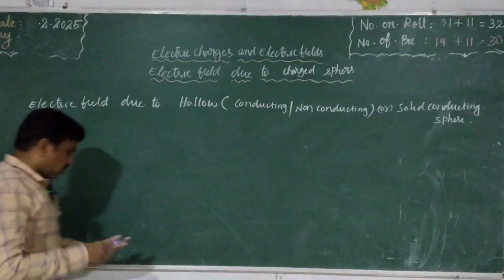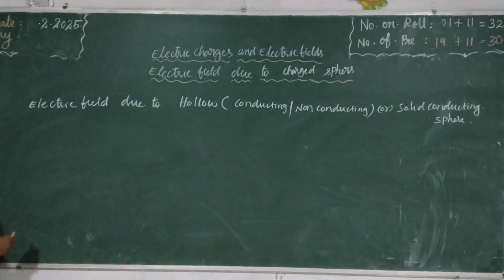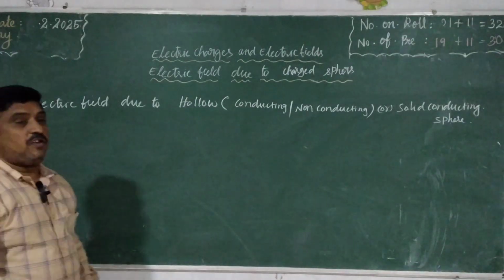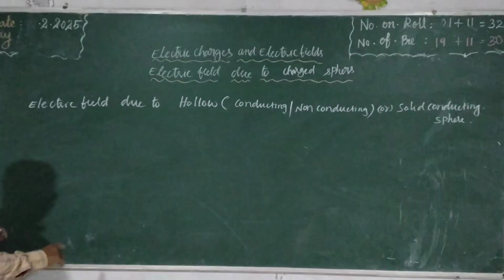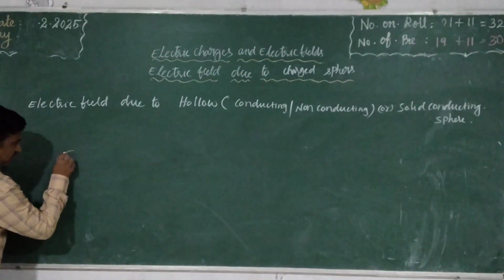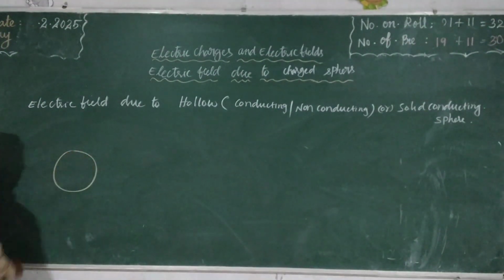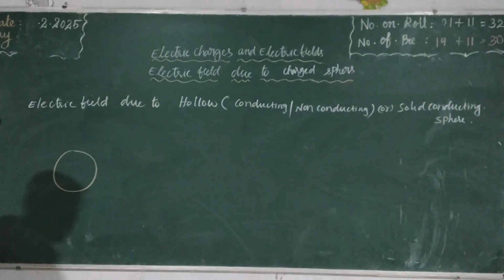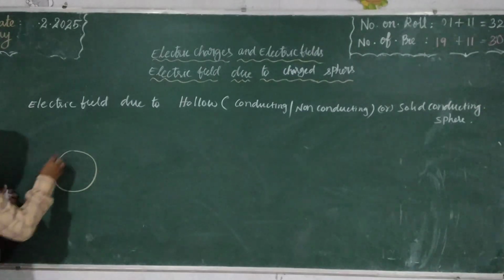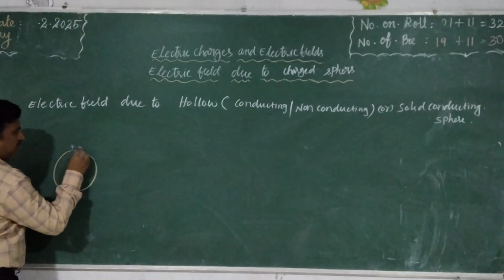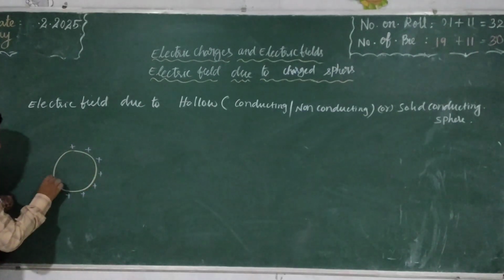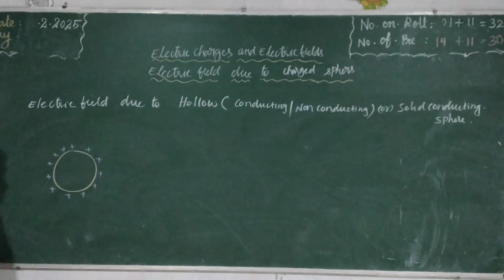See, in this one we can take a solid sphere or hollow; in all cases the charges reside on the surface of the sphere. The hollow conducting, non-conducting and solid conducting spheres have the same property. For example, this is the sphere, either a hollow conducting or non-conducting, or a solid conducting sphere. The total charge resides on the surface of the sphere.